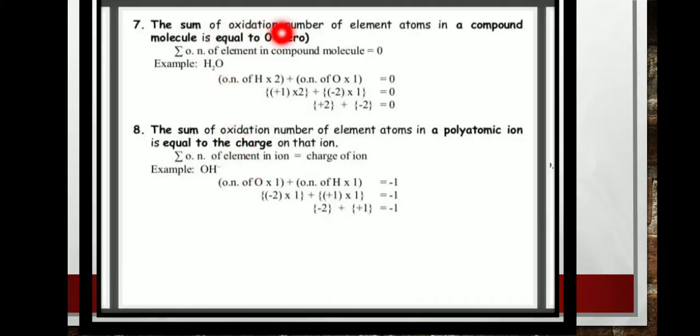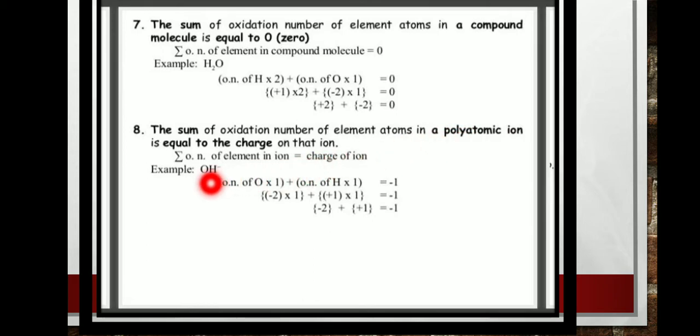The sum of the oxidation numbers of the atoms in a compound molecule is equal to 0. For example, H2O. How many hydrogen? 2 hydrogen. Therefore, +1 times 2. How many oxygen? 1. Oxygen times 1. Hydrogen oxidation number +1, oxygen oxidation number -2. Therefore, +1 times 2 and -2 times 1, so +2 plus -2 equals 0. Therefore, the sum of the oxidation numbers in H2O is 0.